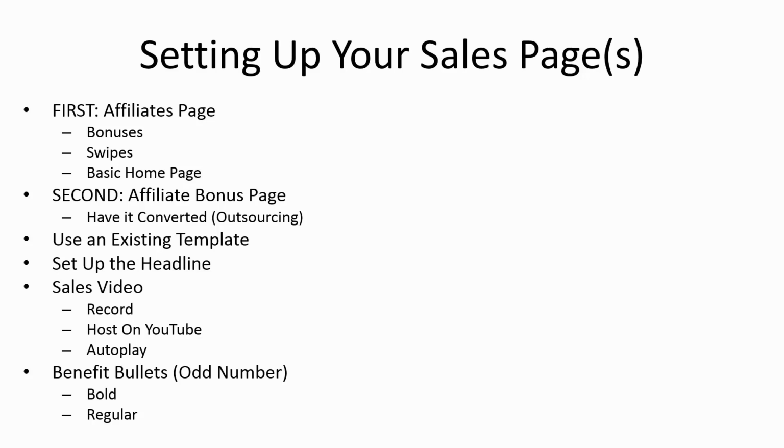So again, with the benefit bullets, you want to have an odd number if possible, and the first one should be bold, and the last one should be bold, right? Again, I'm not entirely sure why that's the case, but it is common practice in sales copy, and I see no reason not to follow it. Any questions so far? Any questions about setting up your sales page? If you have a question, please put the number 4 in the question box, or just write your question in there.